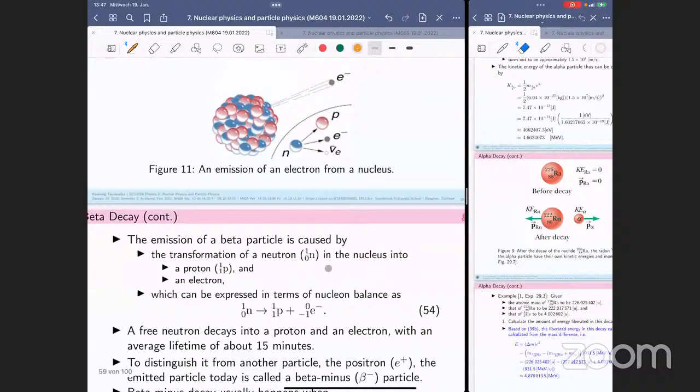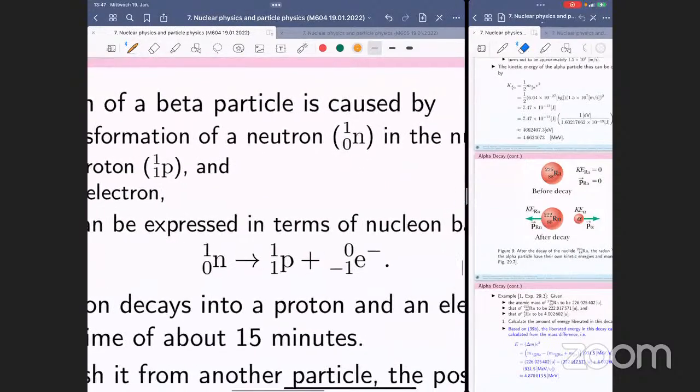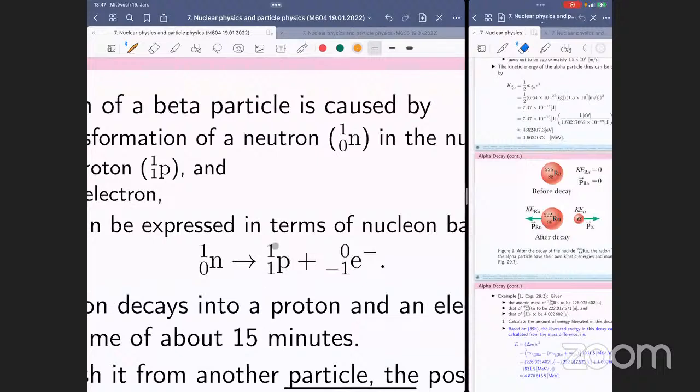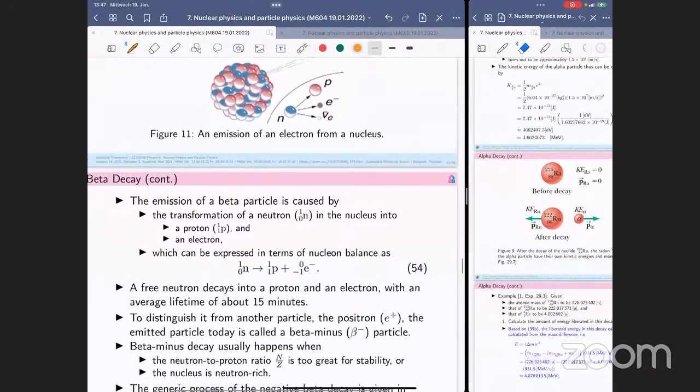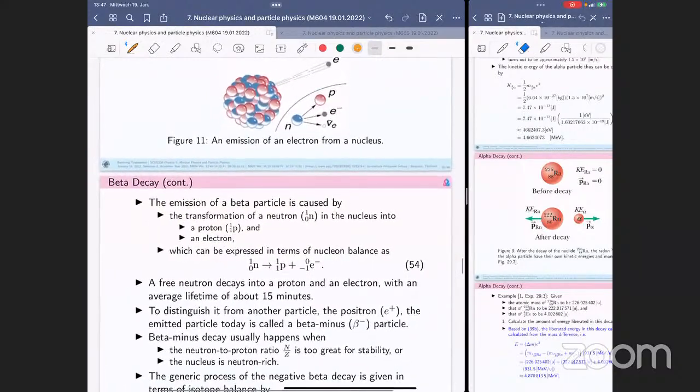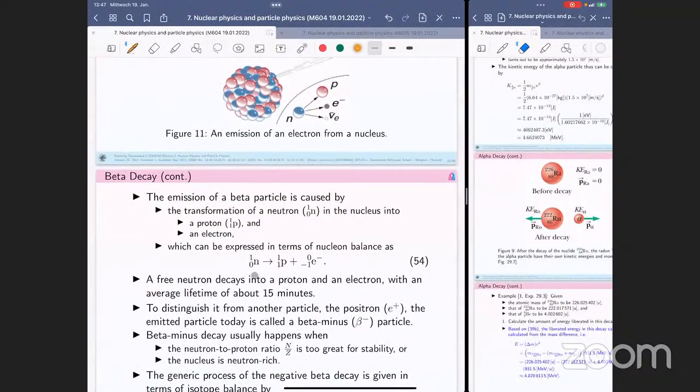The transformation of a neutron into a proton and an electron. So we can express the neutron's change in this process like this, equation 54. A neutron is decomposed into one proton and one electron. But I would say 54 is still incorrect. We will go through this story like this: we first consider the incorrect version of this beta decay.